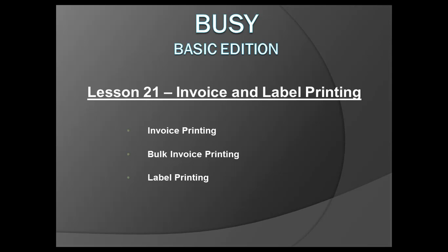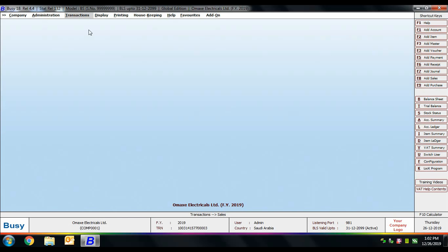And then label printing, you can configure and print items and account labels. We will discuss how we can configure various labels and print them in Busy. First of all, we'll start with the invoice printing.